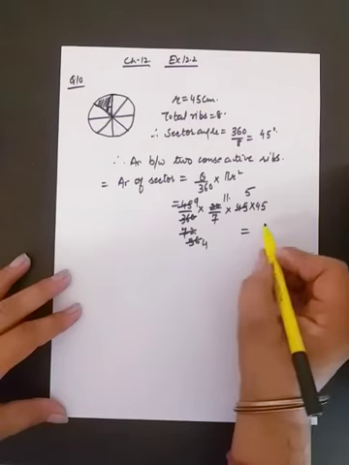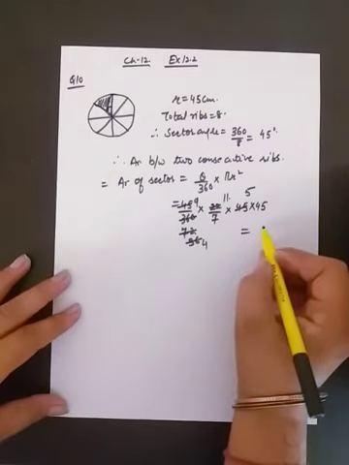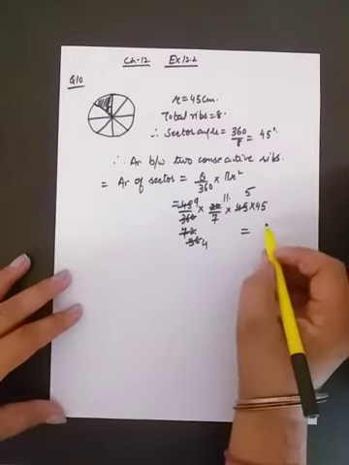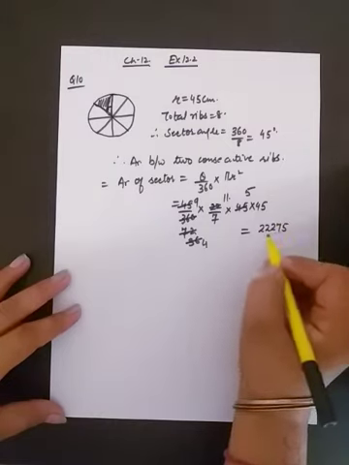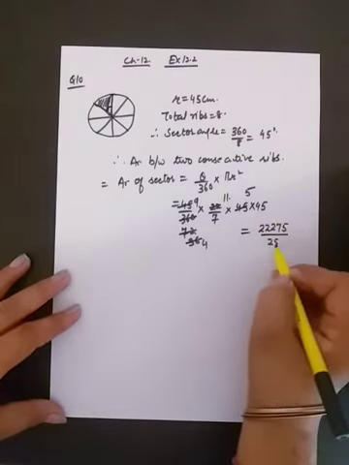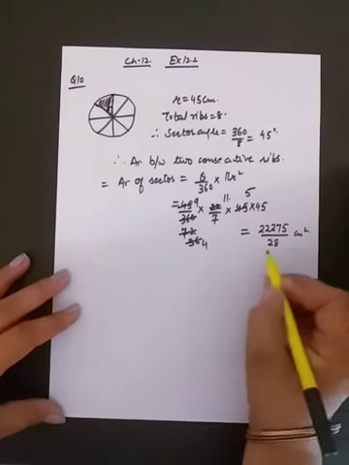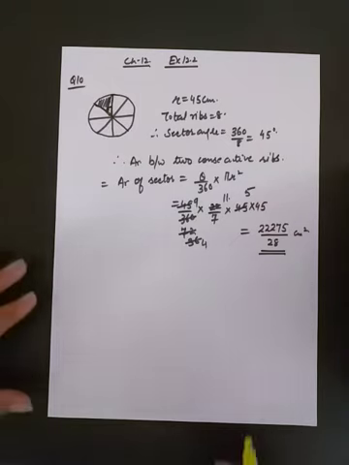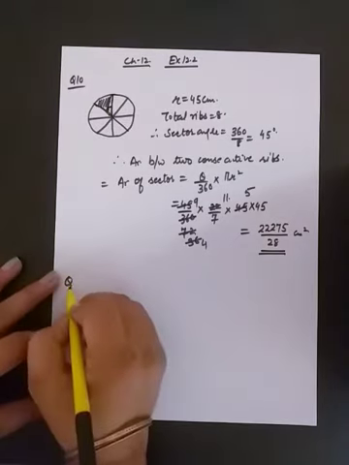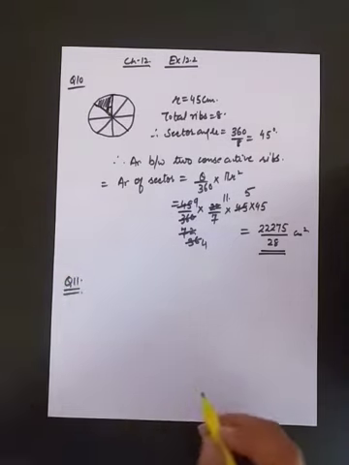Now we can multiply it and we will get the area as 22,275 by 28 centimeter square. Now we can find it in decimals. Question number 11.